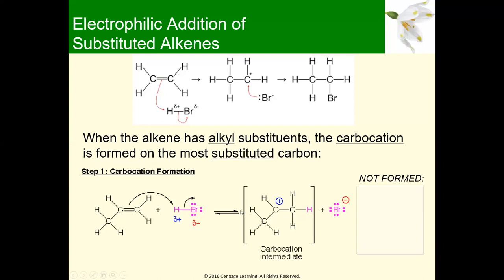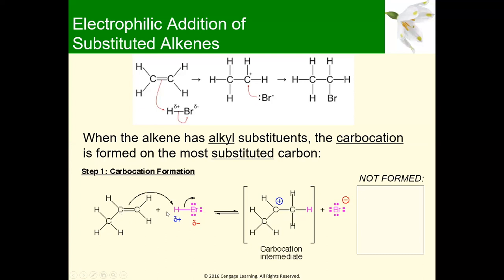All right, so you can see that in this example here for step 1. Once again, the double bond acts as a nucleophile, attacks that electrophile hydrogen because it's got the partial positive charge. This carbon in the middle is the most substituted. The carbon over here on the right is not substituted at all. It's just got 2 hydrogens. But the carbon here is substituted with 1 alkyl group. This methyl group is like a substituent. So it's the most substituted. That's where the carbocation is going to form.